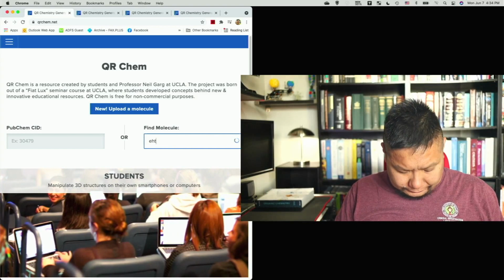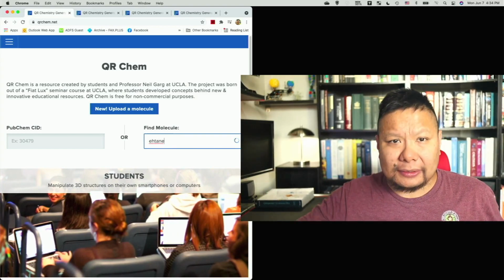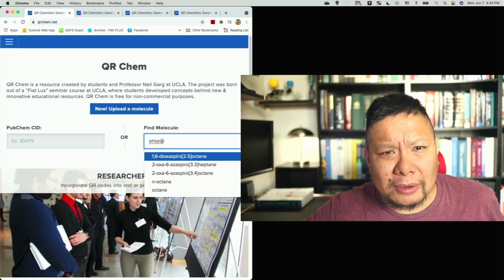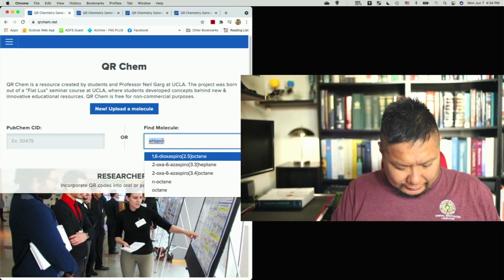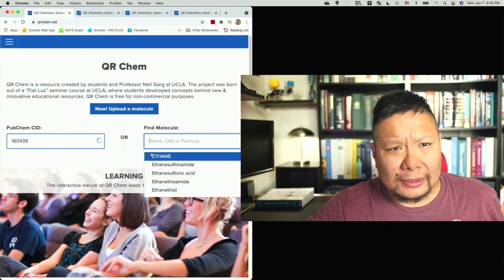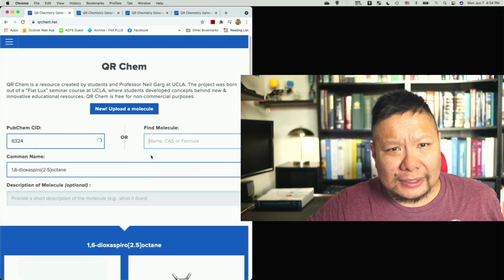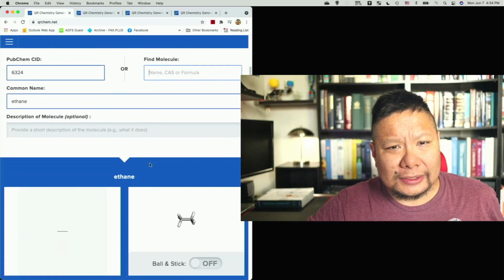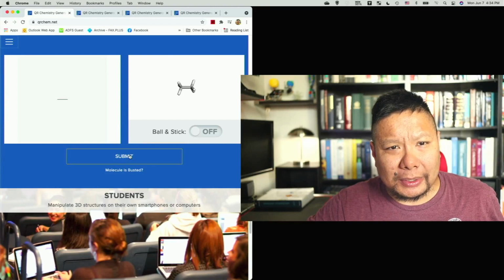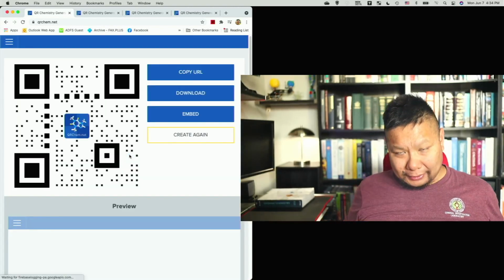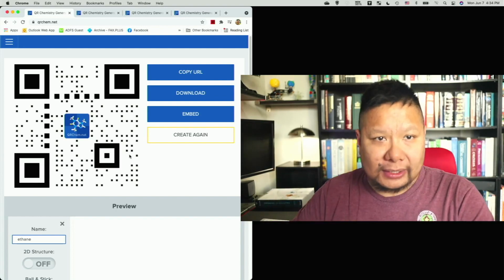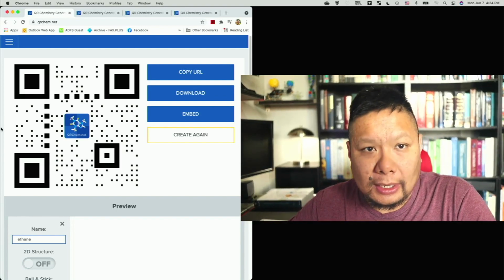Type in ethane and hit enter. And I spelled ethane wrong, of course. Ethane. There we go. So ethane's easily found right there, right? And here's the molecule for ethane right there. And I would hit the submit button. Okay. And now you can see the QR code for ethane.